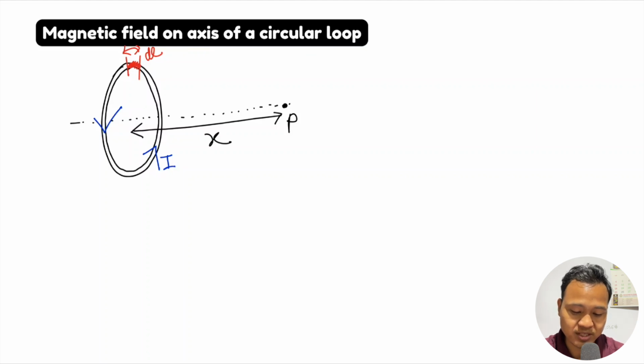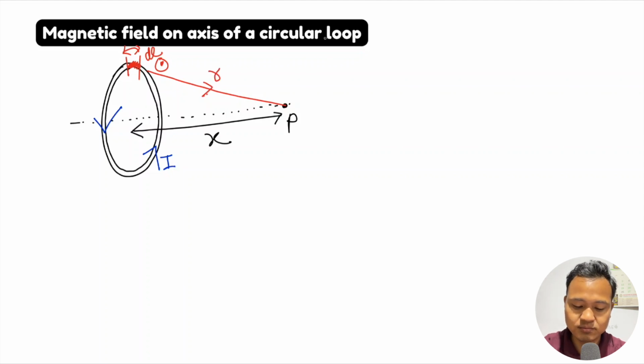So it will be something like this. At the topmost point of the loop the current will be coming out, and at the bottom the current will be going in. Since the current is outward, dL will also be in the outward direction. So therefore this is outward. Then r vector is from the element towards the given point. So this is r.